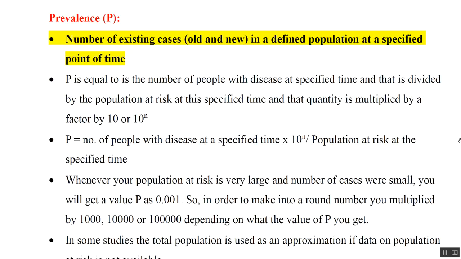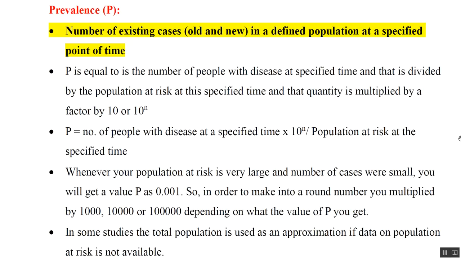So whenever your population at risk is very large and the number of cases is small, you get a prevalence value like 0.001. So to make it a round number, you can multiply it by 1000, 10,000, or 1 lakh, depending on the value of P you get. And in some studies, the total population is used as an approximation if data on population at risk is not available.